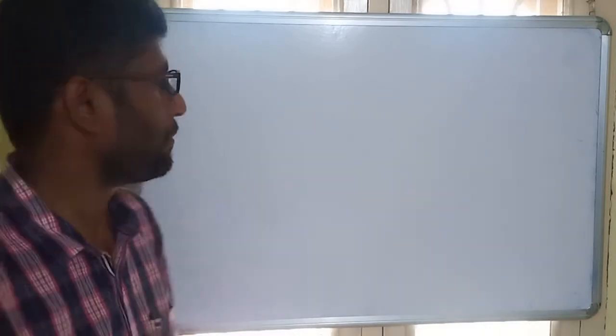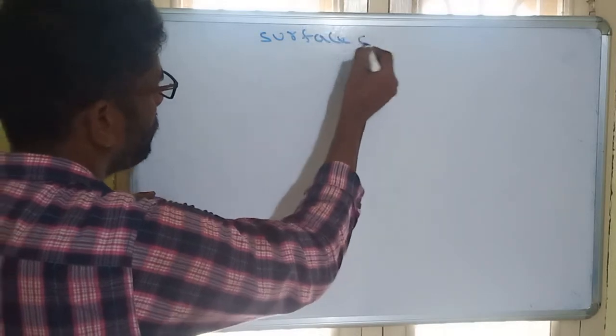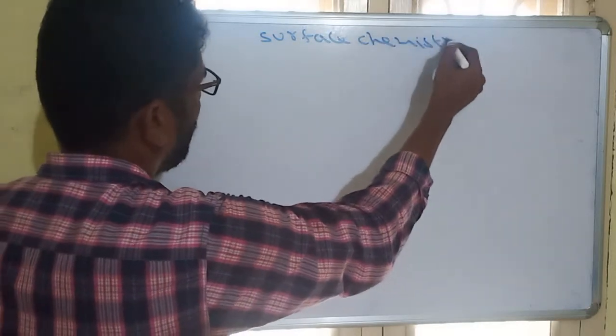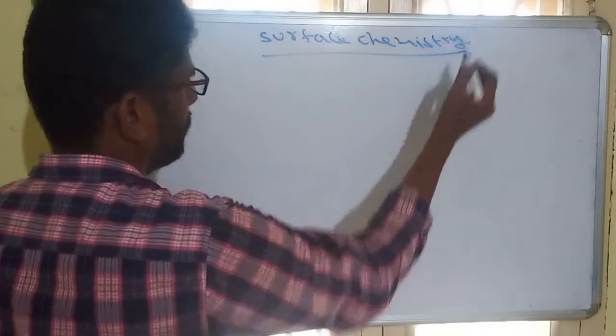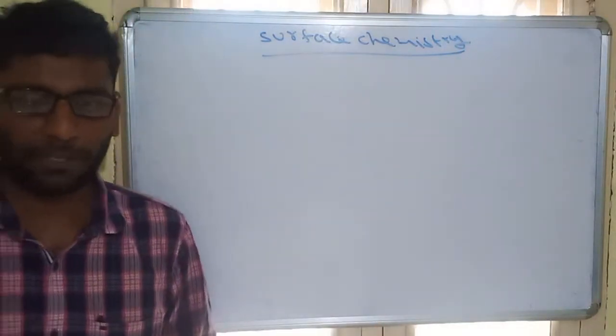We'll start the next chapter. In this easy chapter, it will be surface chemistry. Surface chemistry is a very easy chapter. So all definitions we have to remember in this chapter.